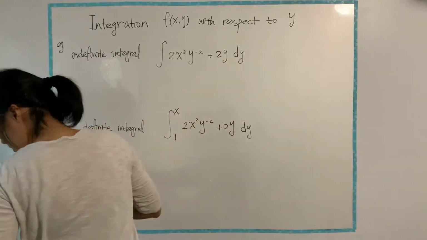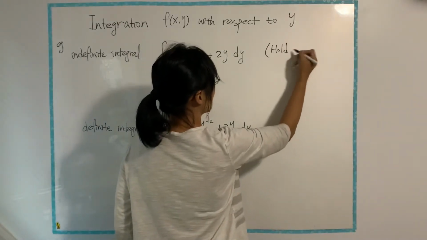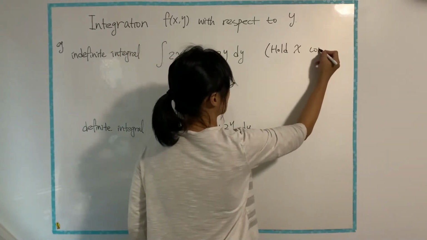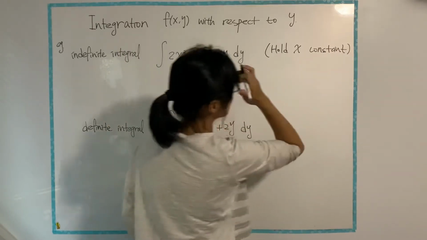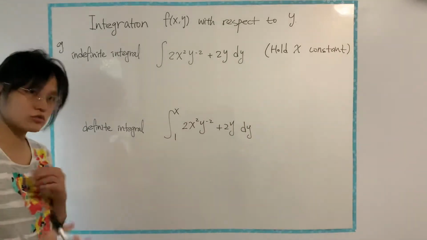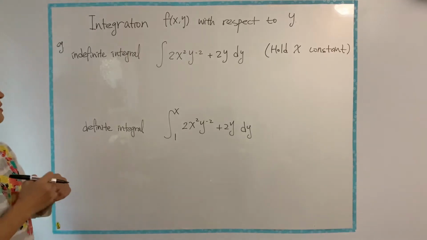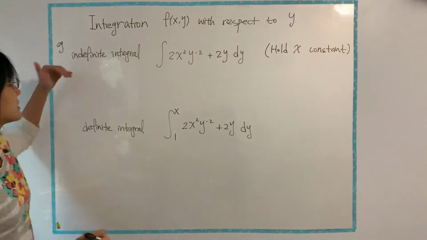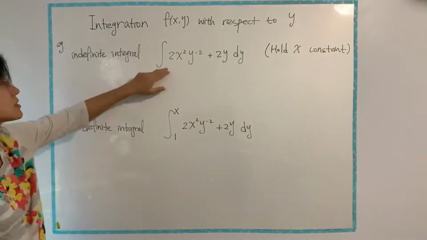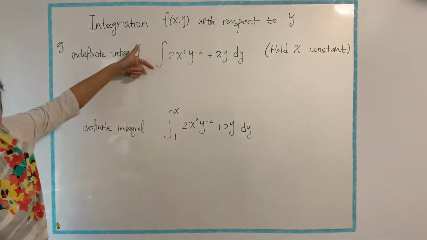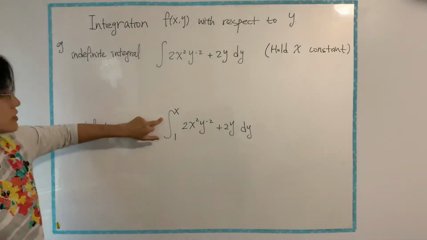So when we do that, what does that mean then? It means I'm gonna hold x as a constant. Okay, like what we did with the partial derivatives. All right, and it's the same that we have indefinite integral and we have definite integral. So indefinite just means we're looking for antiderivative. Definite means we have a lower limit and upper limit for the integral.